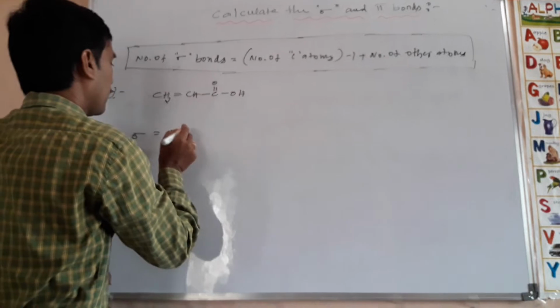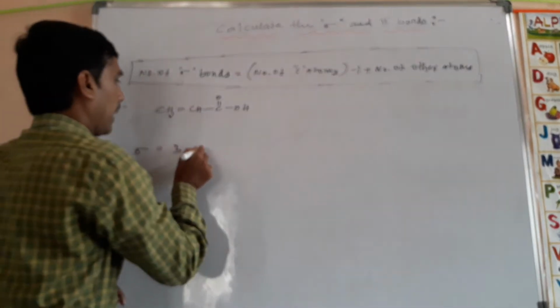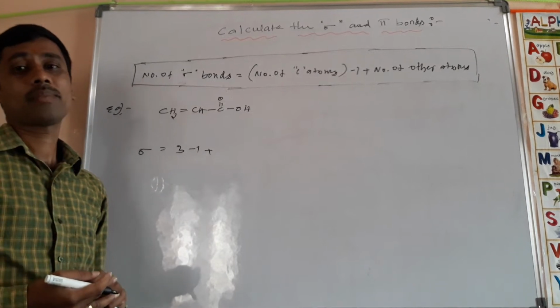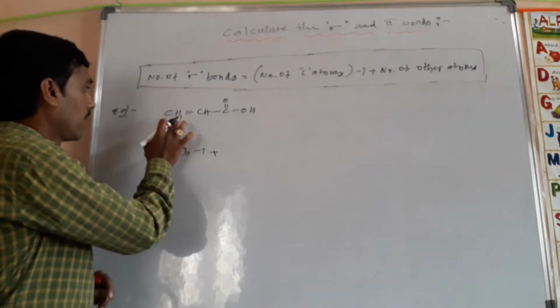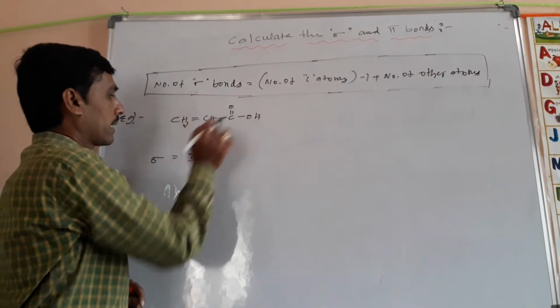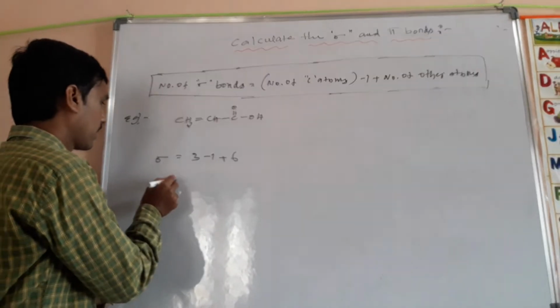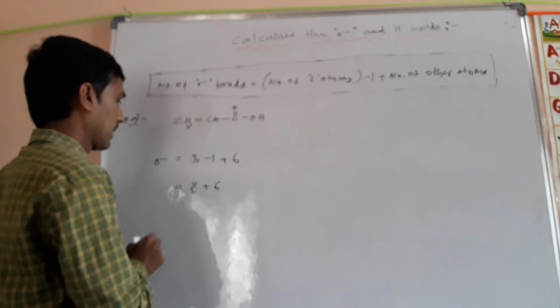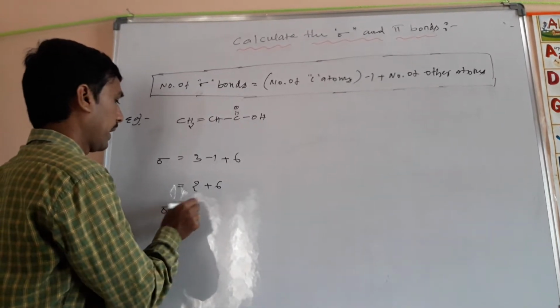Next, minus 1 plus the number of other atoms. How many other atoms are there in this molecule? That is 1, 2, 3, 4, 5, 6. Six atoms are there. So sigma bonds equal 3 minus 1, which is 2, plus 6, is equal to 8 sigma bonds.